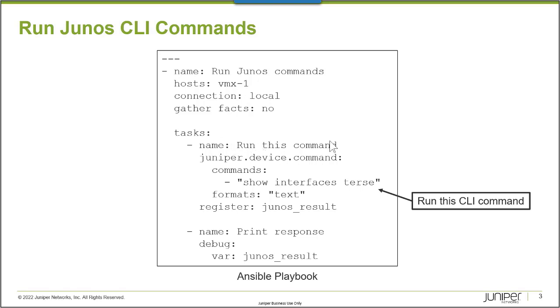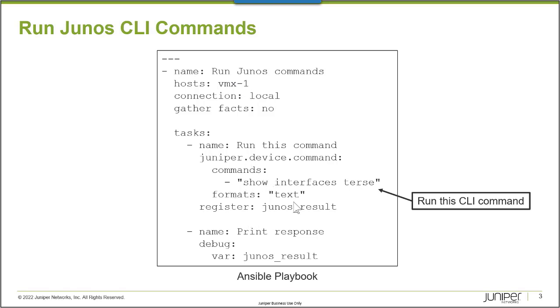And here's the magic task. We want to run a Junos CLI command. To do that, we use the Juniper.device Ansible Collection command Python module. And we simply list the Junos CLI commands that we would like to run in quotes. You can list multiple commands, but simply list them in the same way you would type the command in if you were connected to the device using the Junos CLI. I want to see the output for the show interfaces terse command on the VMX1 host.